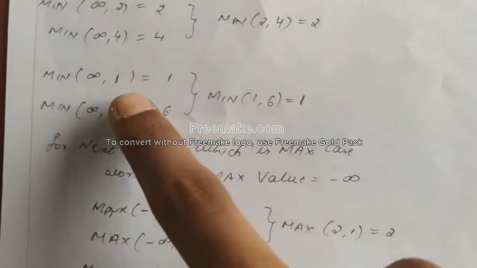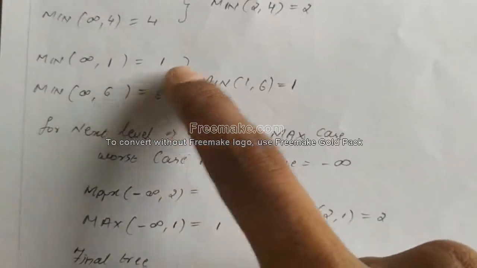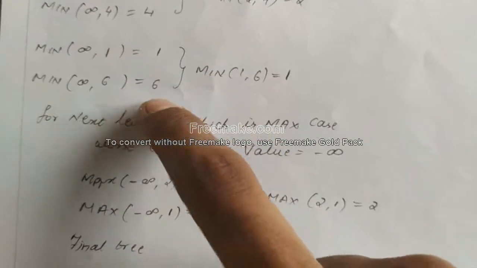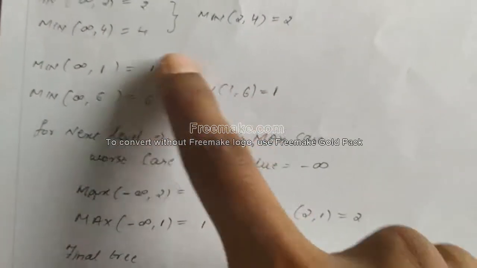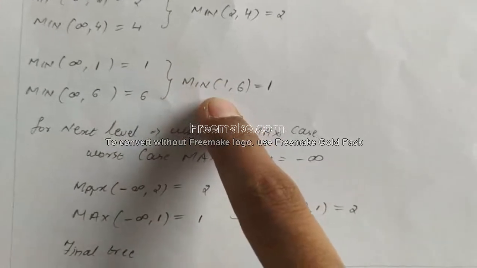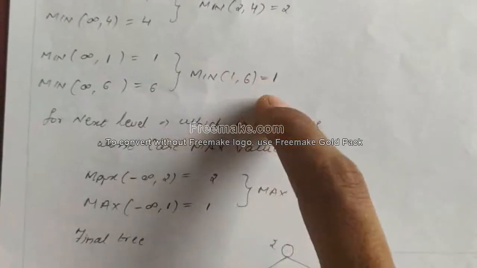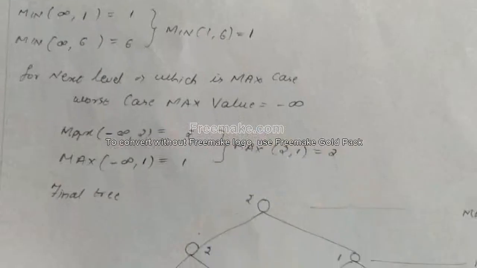So, which is shown here. Min of infinity comma 1 is equal to 1, and min of infinity comma 6 is equal to 6. So once after grouping these, we come to know that min of 1 comma 6 is equal to 1.